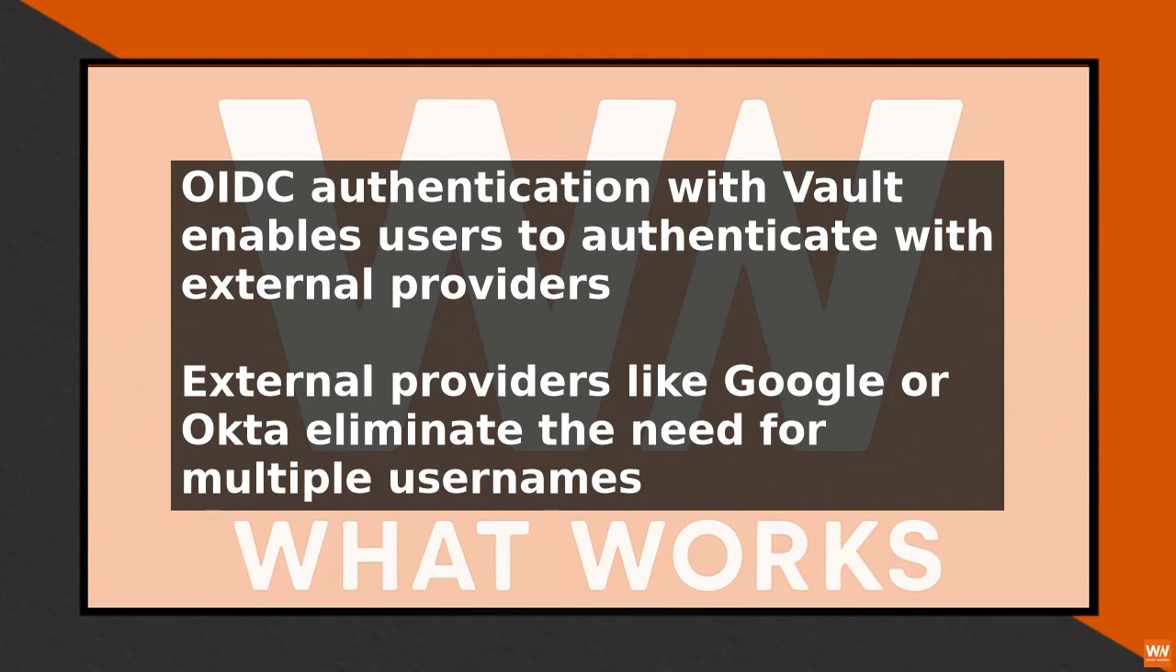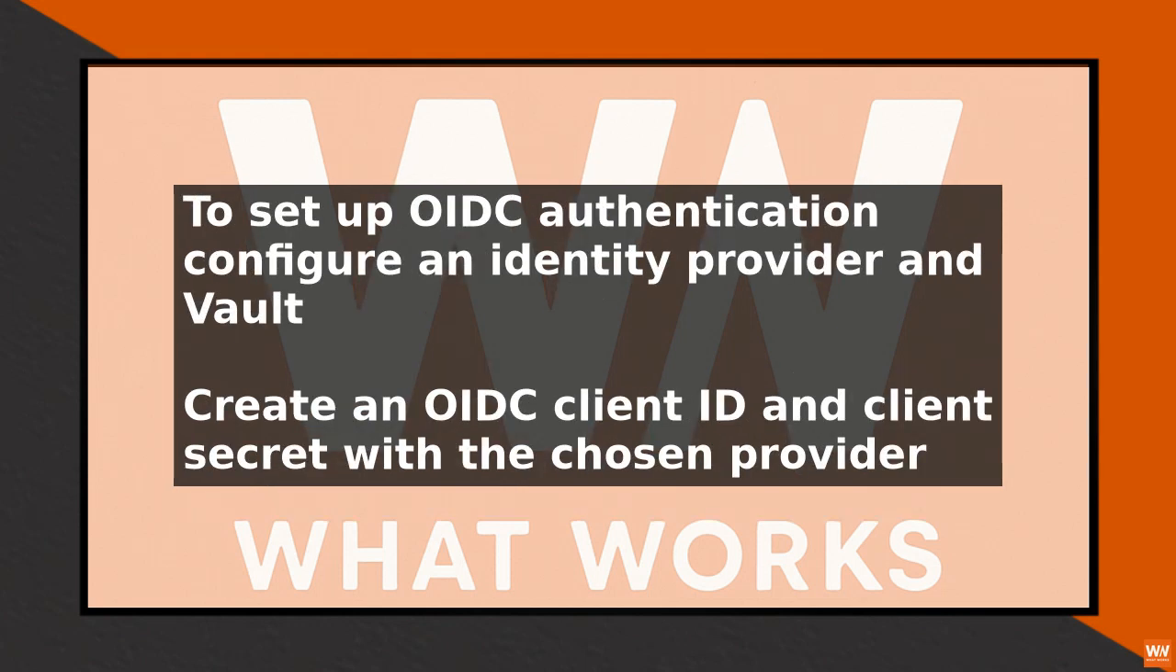Next, you will need to configure the OIDC Auth backend in Vault, which involves specifying the client ID, client secret, and issuer URL. You will also need to configure the callback URL, which is the URL that the identity provider will redirect the user to after authentication.